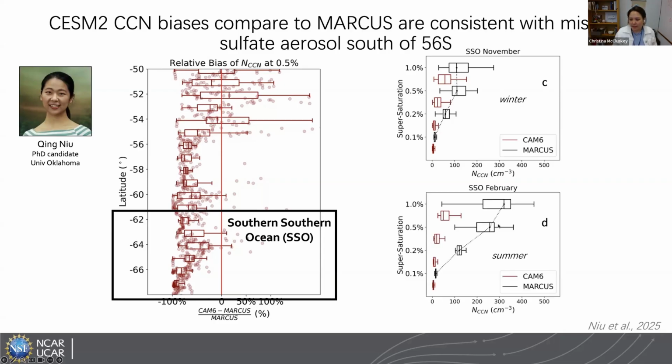And this is exacerbated in the summertime, where the observations show a very strong dependence on supersaturation. This is a pretty obvious sign of having small particles that don't have a super high hygroscopicity. So this is showing a summertime source of small organic or sulfate type particles contributing to the CCN population. And again, this is highlighting that the model is not able to pick that up.